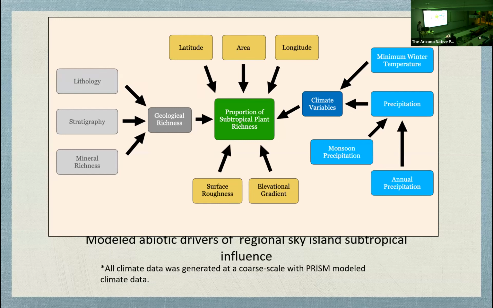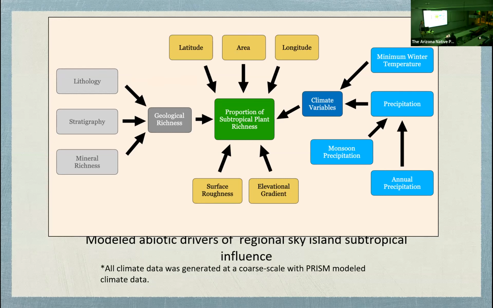The stratigraphy, we looked at chronostratigraphy, so how many different types of geological eras were at play in each range, and the mineral richness, how many different types of mineral resources. A variety of resources were used for this in a GIS. And then additionally, I also did kind of an exhaustive geological literature review and added a lot of additional information. So we got quite a bit on the geological richness.